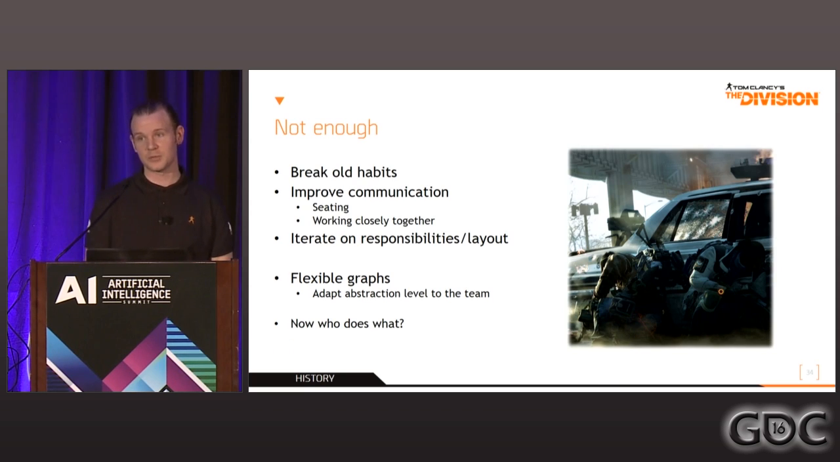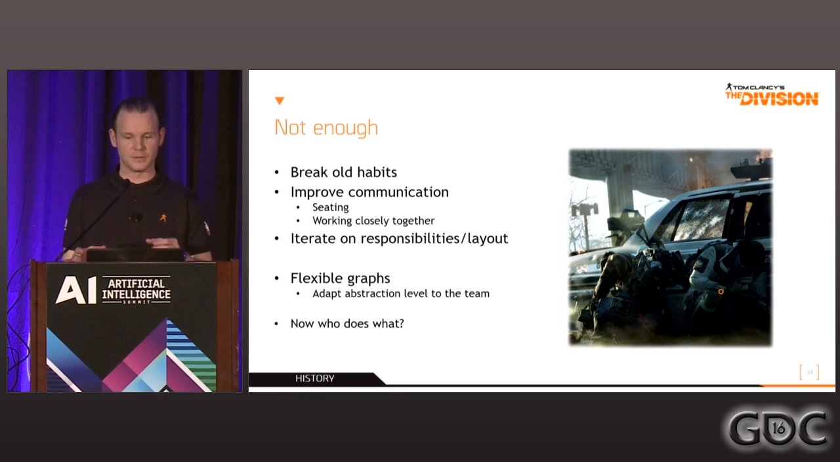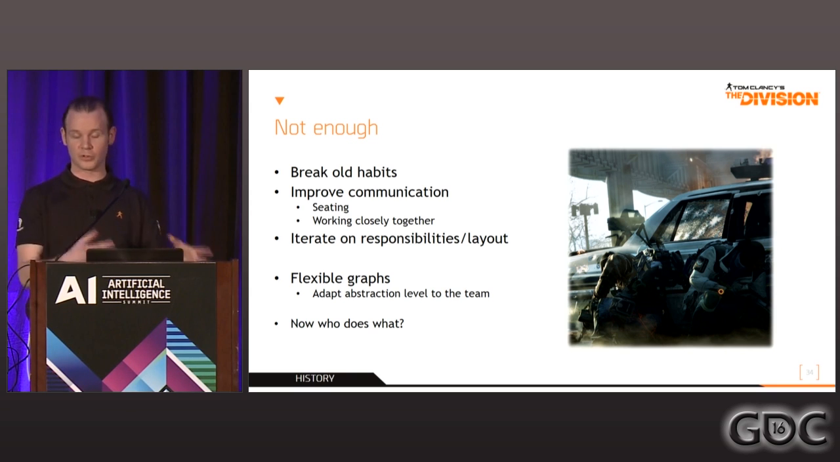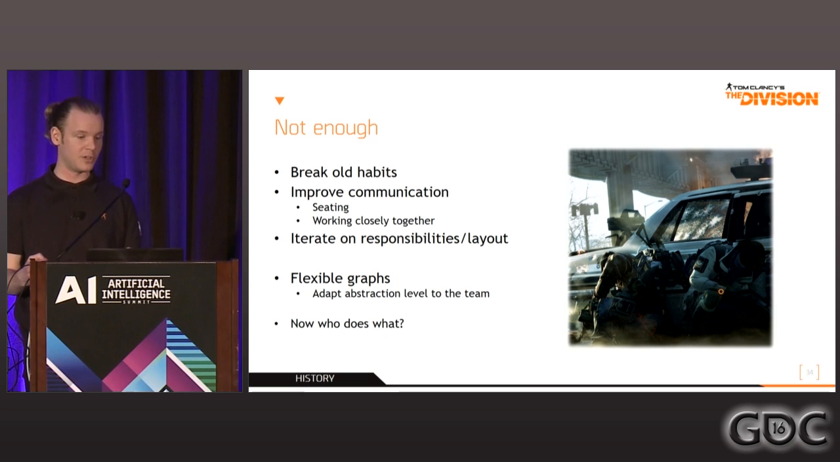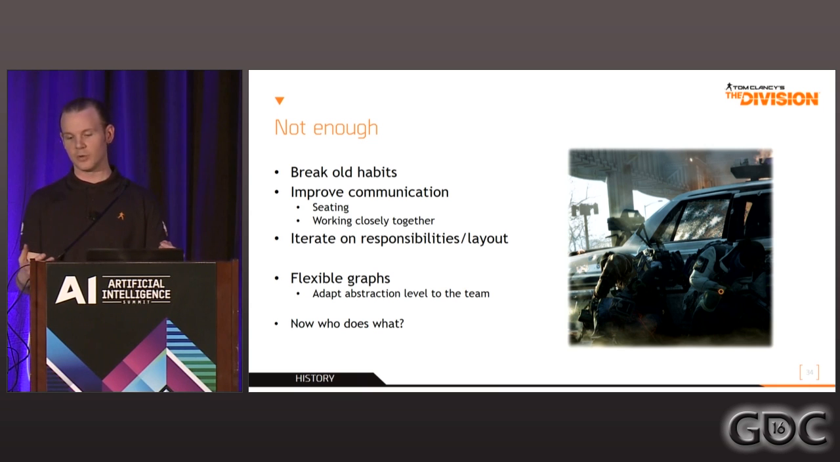Breaking old habits is pretty hard. So in addition to trying to fix all the workflow issues that we had, we also started sitting together. Sitting together changed everything, I think, because it allowed us to work really closely together and iterate on not only what we were doing, but also how we worked with it. We could slowly change who was responsible for what, and with the graphs that we had, we could also adapt the abstraction level of each layer to what the team actually needed.